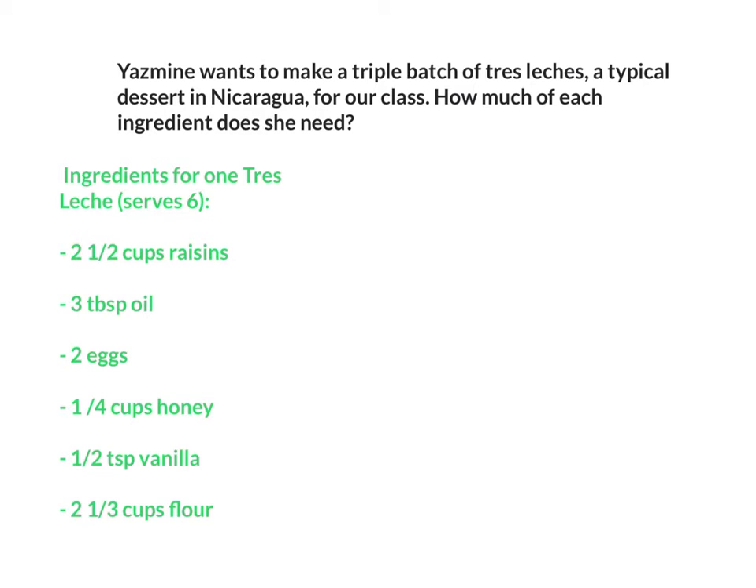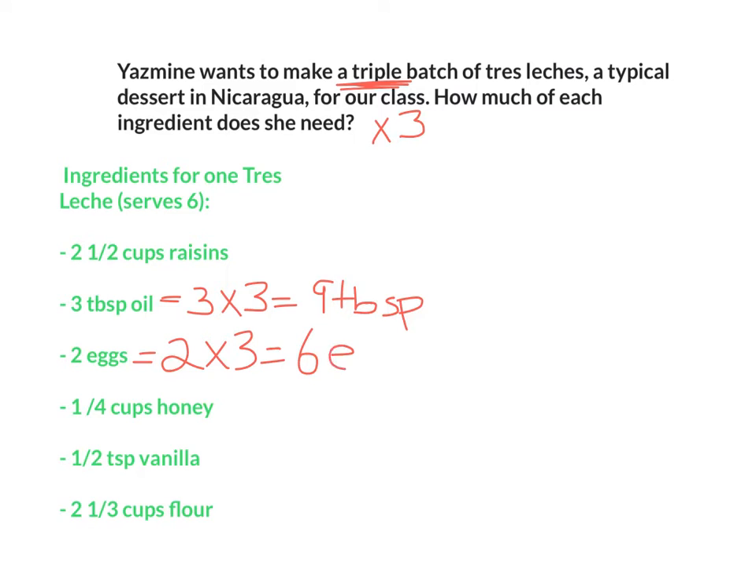Well, if we know that she wants to triple the recipe, that basically means we need to multiply each ingredient times 3. Now, this is super easy for something like 3 tablespoons of oil. If we multiply these 3 tablespoons by 3, we now need 9 tablespoons, and tablespoons is TBSP, so we need 9 tablespoons of oil. And again, it's also super simple for 2 eggs. If we're going to triple the recipe, we multiply these 2 eggs times 3, and she needs 6 eggs. Okay, but it gets a little more complicated when we have fractions and mixed numbers.